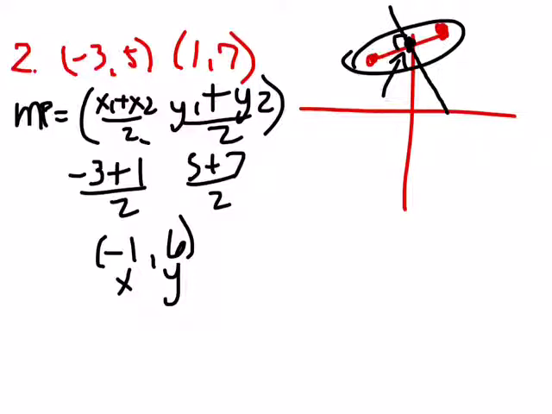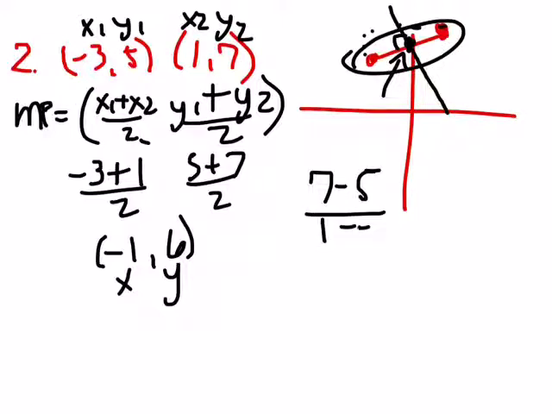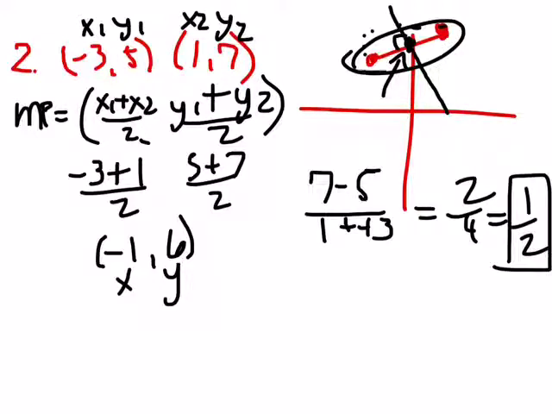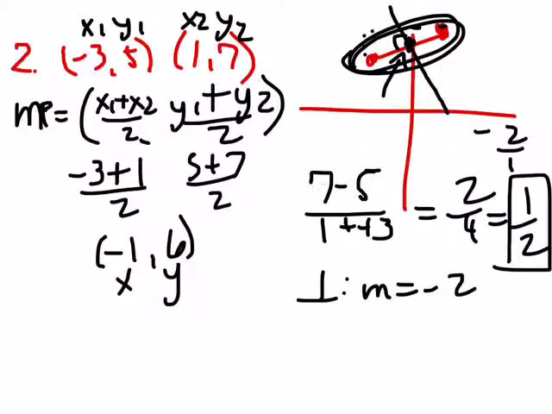I can do rise over run after plotting it, or I can just use the slope formula: y2 minus y1 over x2 minus x1, which becomes plus 3. So it's 2 over 4, which is 1/2. That's the slope of the line I circled here. Perpendicular slope, we want -2, really -2 over 1. So flip it and change the sign.